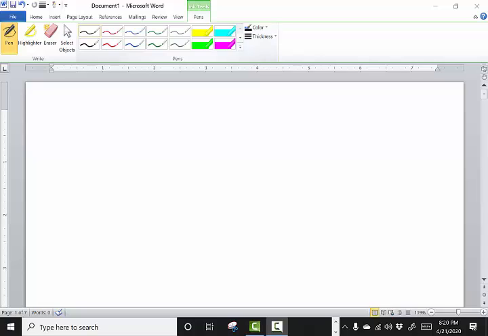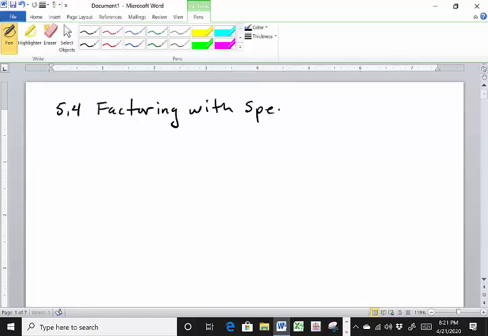Okay, now we're going to learn about factoring with some special techniques. Okay, so 5.4 is factoring with special techniques.